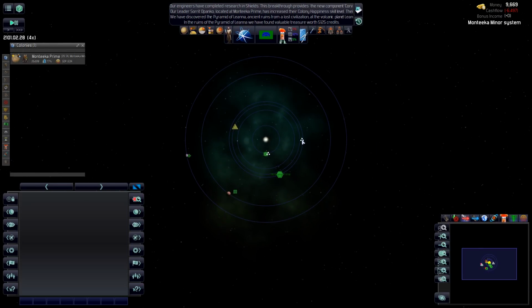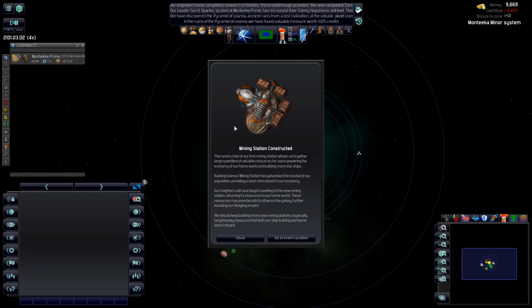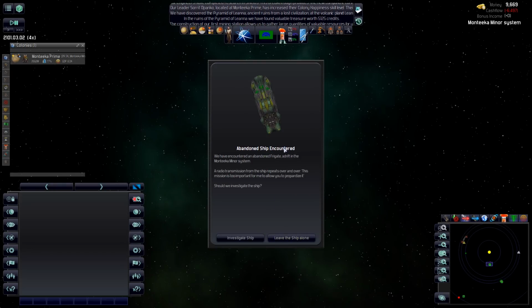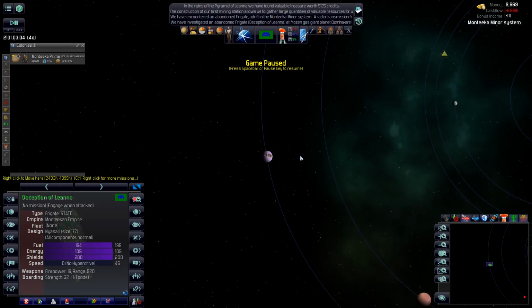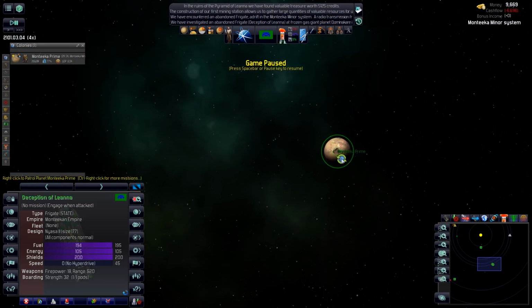I was wondering why shouldn't I just beeline right over there. Oh, they're back. Come back to kill some slugs for us. Mining station is constructed. Good. Abandoned ship encountered. Good. Oh, man. So investigate the ship. Okay, and we have investigated abandoned frigate Deception of Liana at frozen gas giant Dominicare and then Monteca Minor System. So go to the event. And we'll get you to go sit at Homeworld.